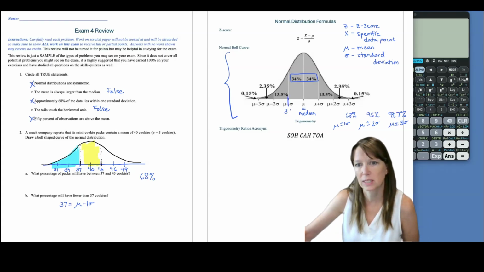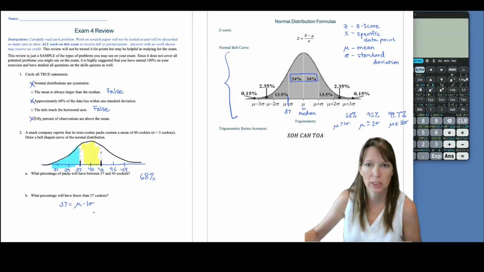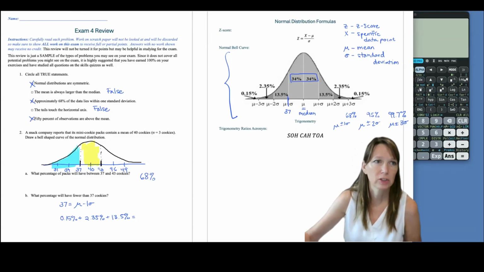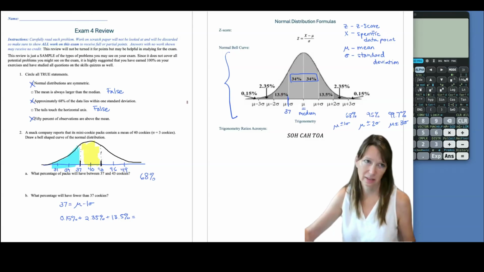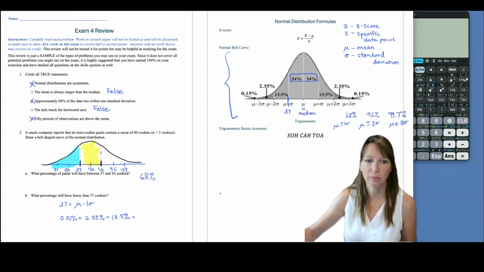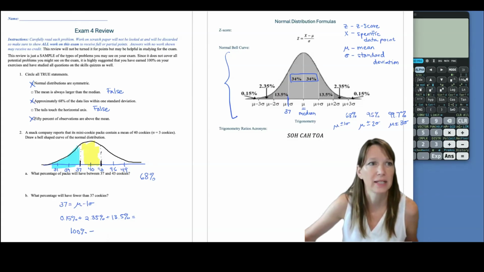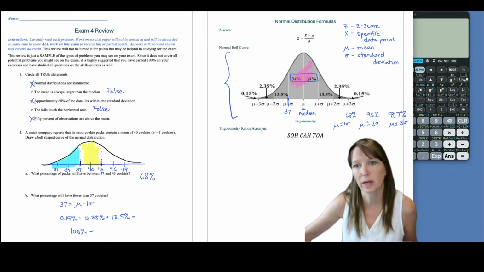If I put 37 on that bell chart, you can now see I want to add up all of the percentages less than that, starting at the 0.15%, added 2.35%, and 13.5%. I do want to mention the other way that you could approach this problem is I could instead take 100%, which is all data points, and subtract off anything greater than.